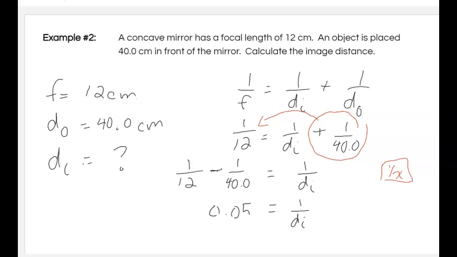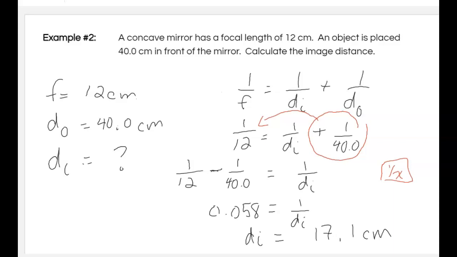0.0583, and so on and so forth. But I don't want 1 over di, and frankly, this doesn't really make a whole lot of sense. And so here's where I'm going to simply press my 1 over x button, and I'm getting that di is equal to 17.1 centimeters. So hopefully you did okay with that as well.